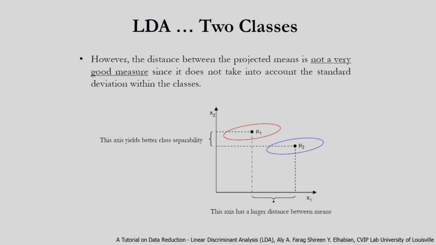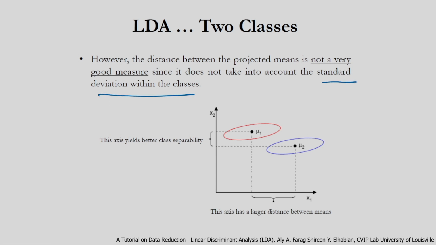Now in this case you can see the distance between the projected means is not a very good measure because it does not take into account the standard deviation within the class. That information is not considered in this case, because we considered only the distance between the projected means, and that may not be a good measure.